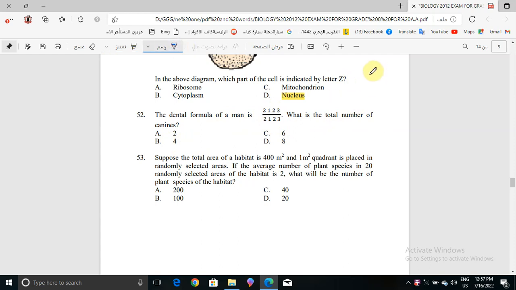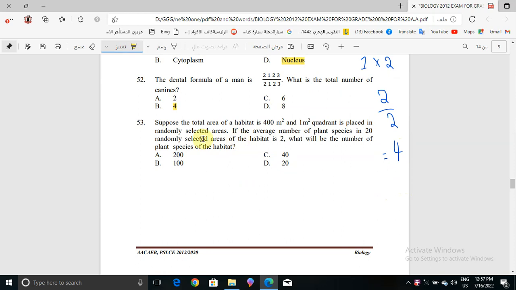Wait, here I will write it. What we have here, canines are 1 over 1. Then here times by 2, both of them times by 2, then you will have 2 over 2, then add them. When you add 2 plus 2, you will get 4. So that means B is the correct answer for question number 52.